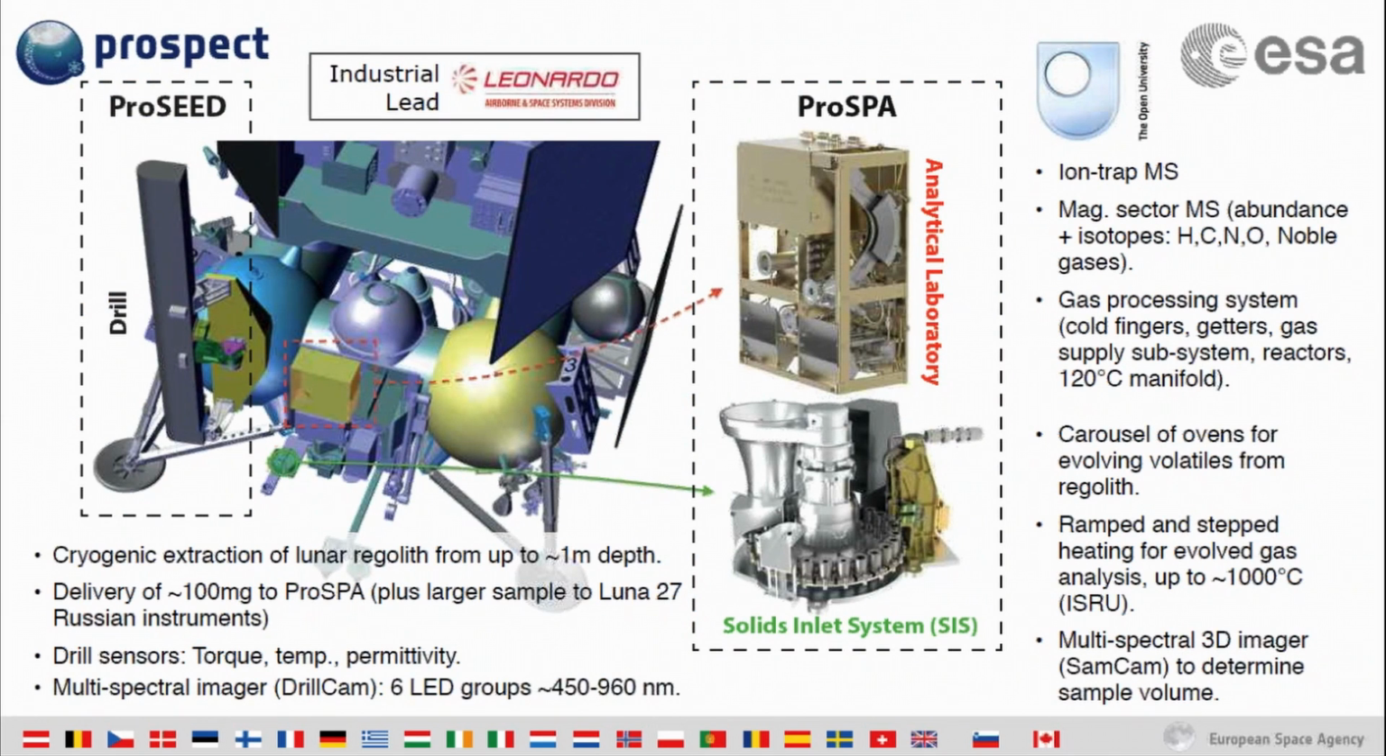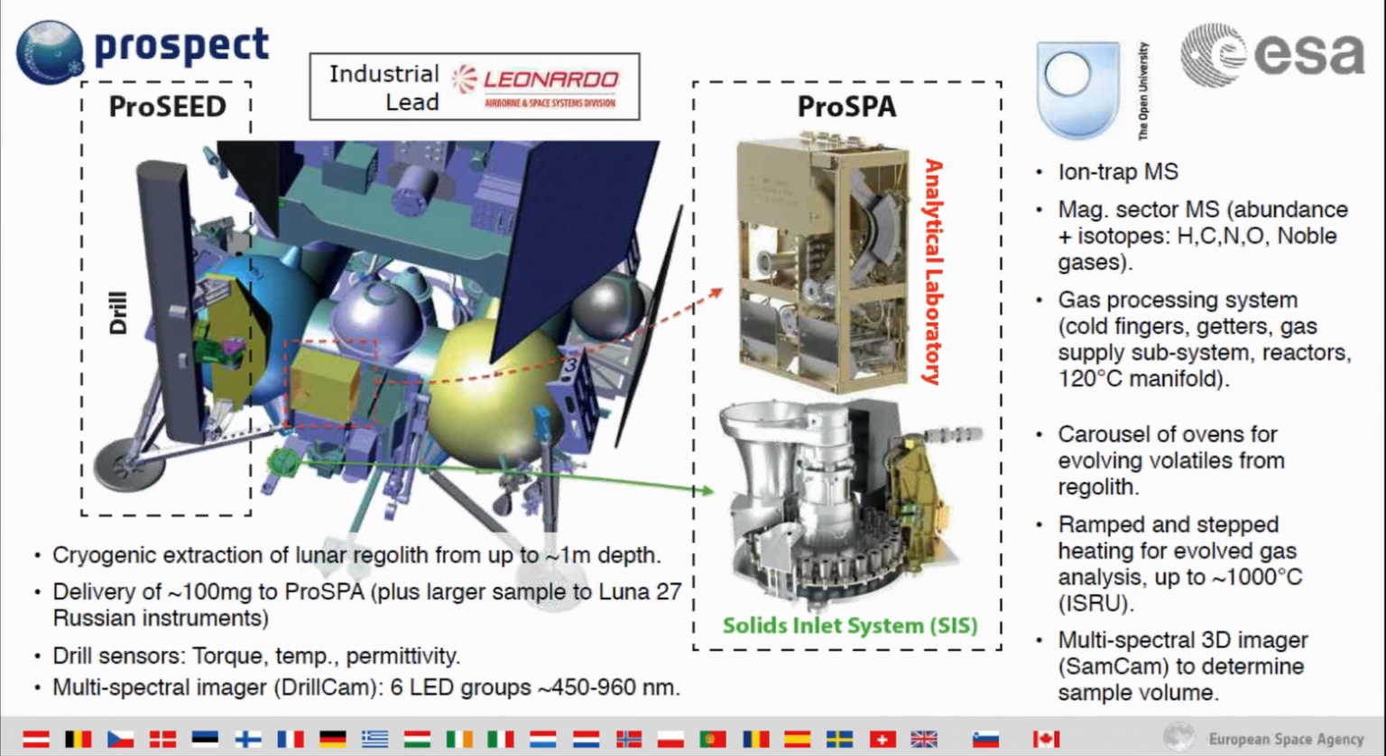Next slide, please. So this is an illustration of Prospect. We have a drill which drills down up to 1 meter. We extract samples. We take 2 samples: a larger sample, which is delivered to the Russian instruments on Luna 27, and a 100 milligram sample, which we use for the PROSPER analysis. PROSPER is our analytical laboratory. While drilling and downhole, we measure the torque associated with drilling to give us geotechnical information. We also measure the temperature in the subsurface and the electrical permittivity at the depths where we're drilling. We look at the surface while we're drilling.